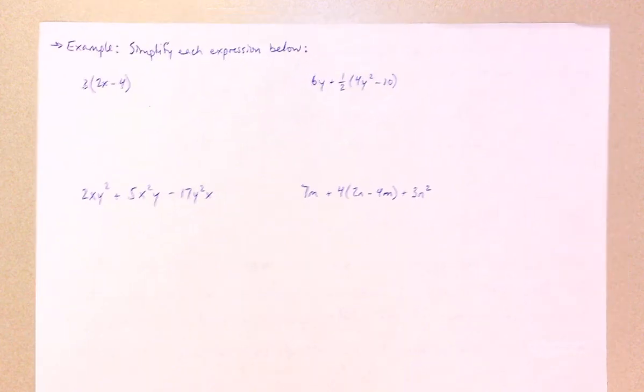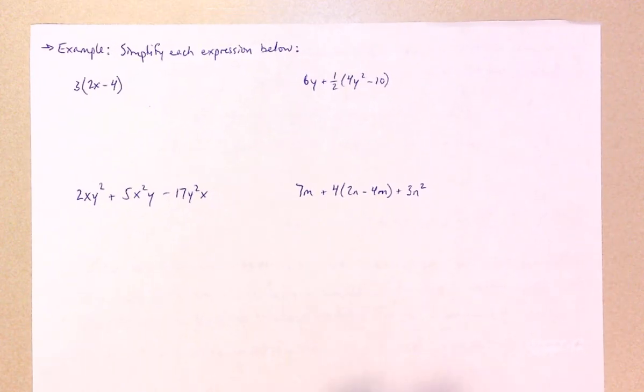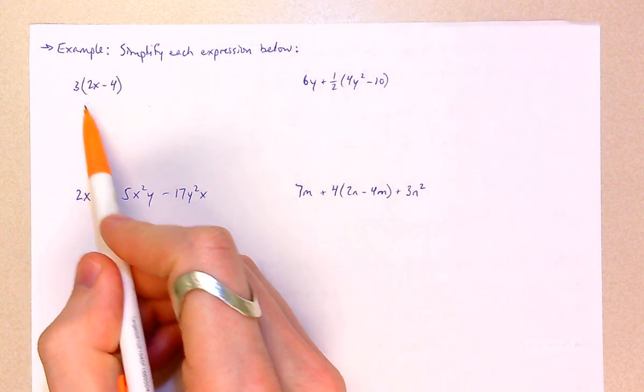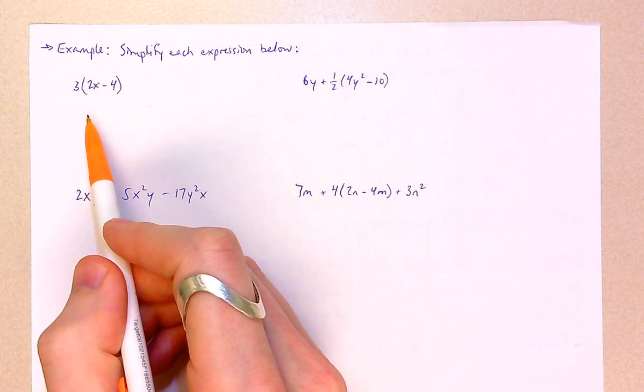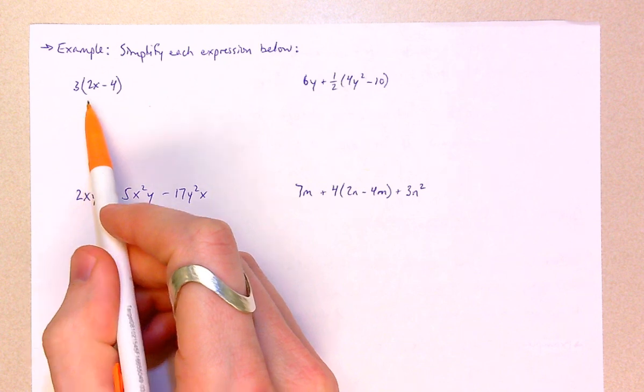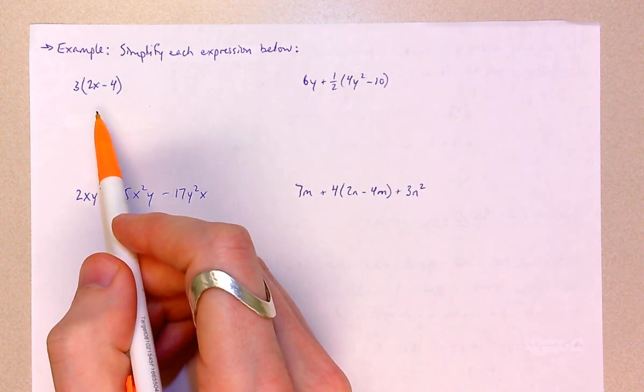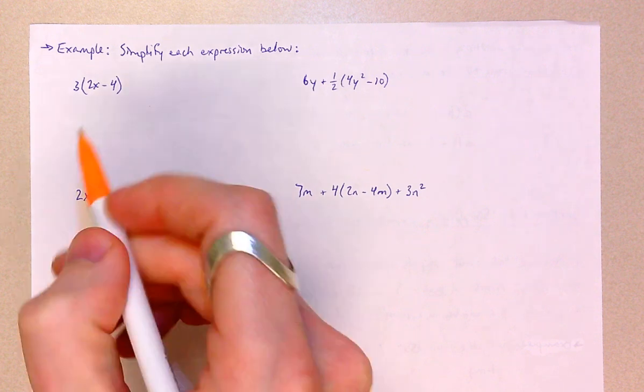So we'll wrap up this video with some samples as to where we do some simplifying here. All right, so first one here, 3 times the quantity 2x minus 4. Starting off very basic here. I have some grouping symbols here, so these guys have to go. So how do we do that?